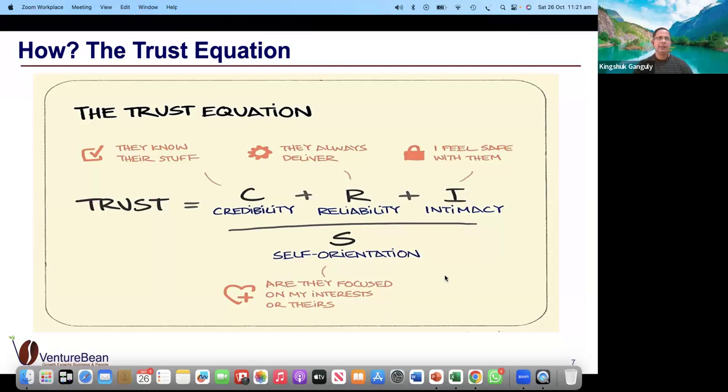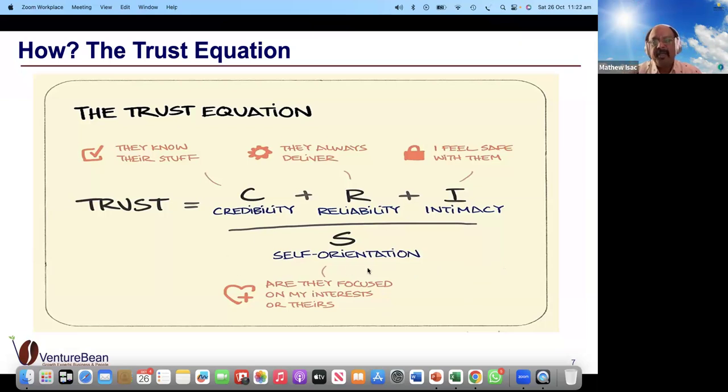Intimacy is where the person feels safe, because he or she feels that they can relate to you, that they can be vulnerable without being judged. So well put, Kingshuk. You used two good words there: vulnerability without being judged, no condemnation.